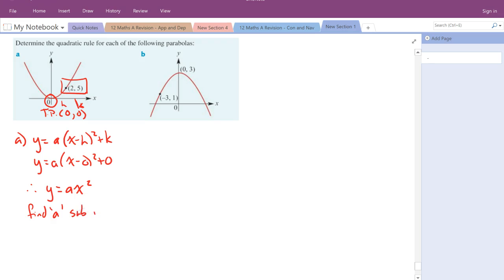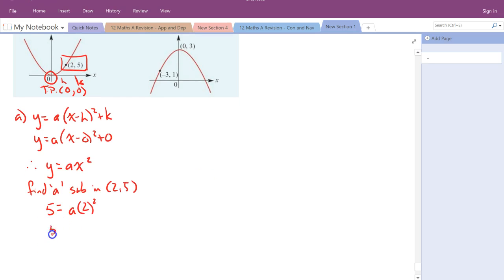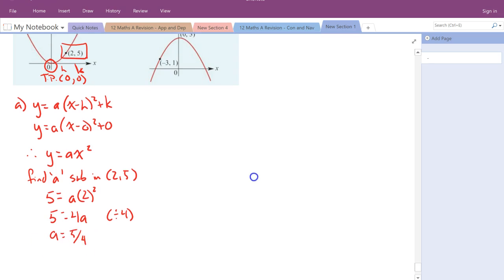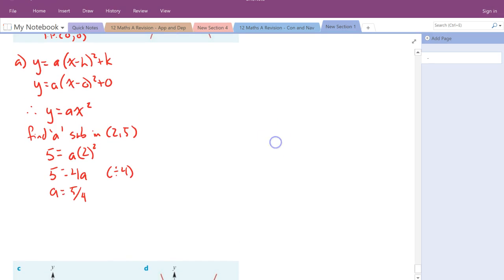We're going to sub in the point, and 5 is our y. So 5 equals a times 2 squared. So 5 equals 4a, and obviously we have to divide both sides by 4. So a equals 5 on 4. So what's our equation? y is going to equal 5 on 4 times x squared.